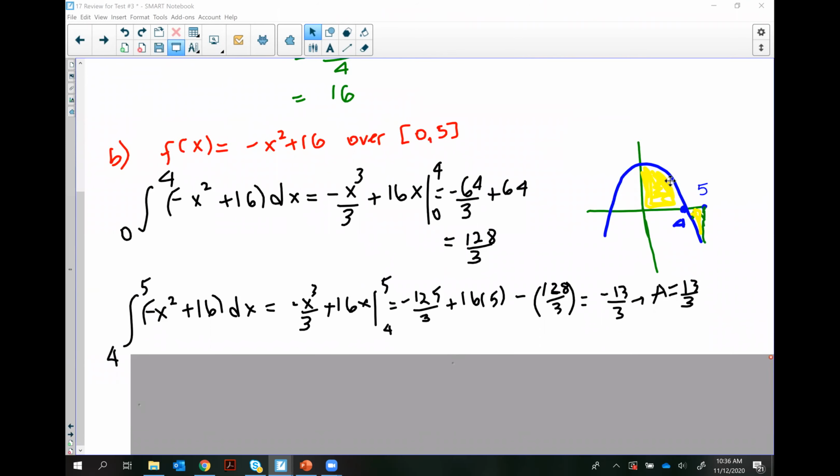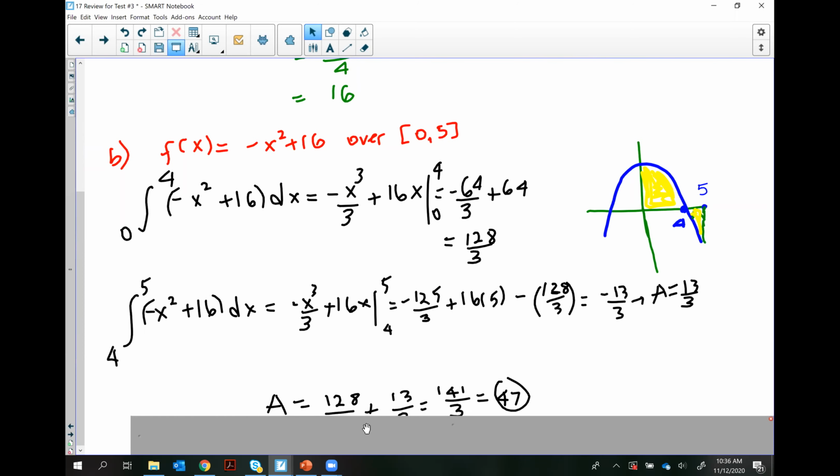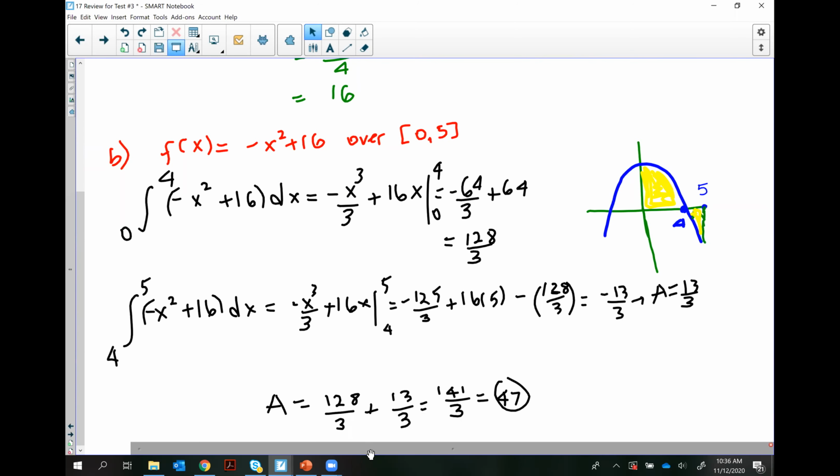So now how do we finish the problem? To find the total shaded region between the function and the x-axis, we must add the absolute values. So we're going to do that. We're going to add the absolute values. So this is 13 over 3. This is 128 over 3. And I believe there we're going to come to the same conclusion as Scott and Megan. So it's 141 over 3, which is 47.